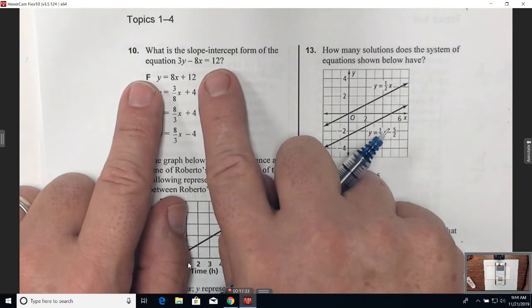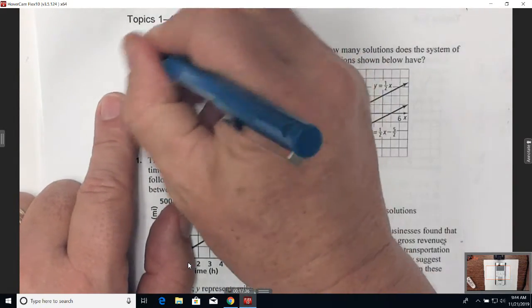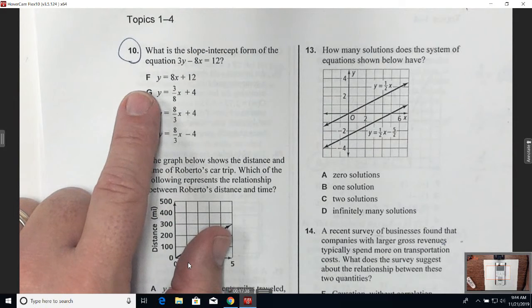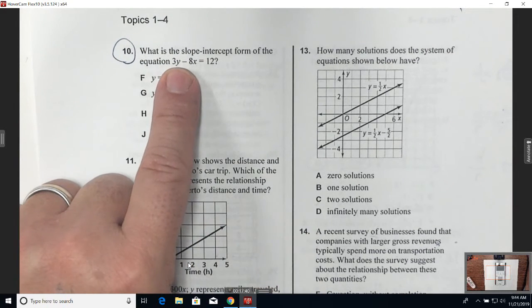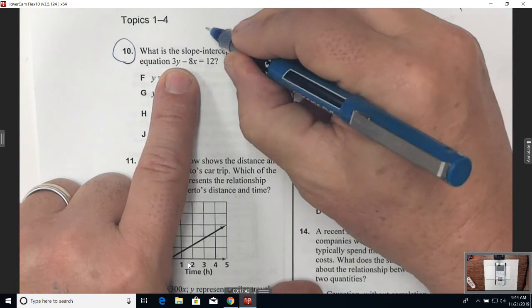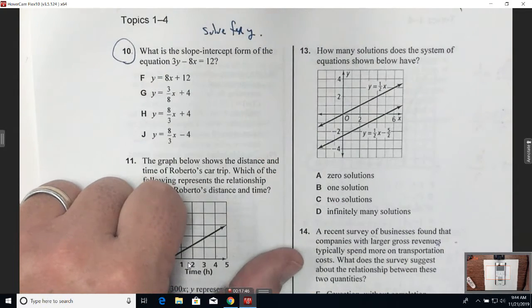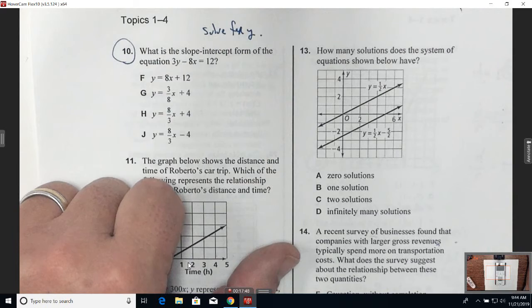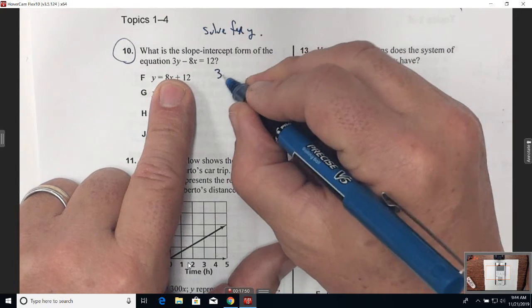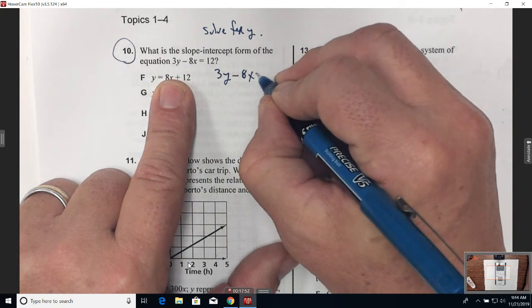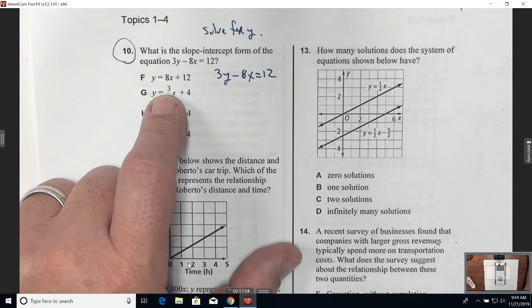What is the slope-intercept form of this equation? You better know how to do that. So put that equation in slope-intercept form. How do I do that? I just solve for what? Y. That's it. You've got to be able to solve for y. So here's my equation. It's 3y minus 8x is equal to 12. How do I get y by itself?